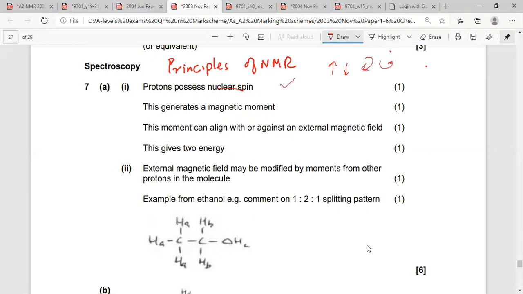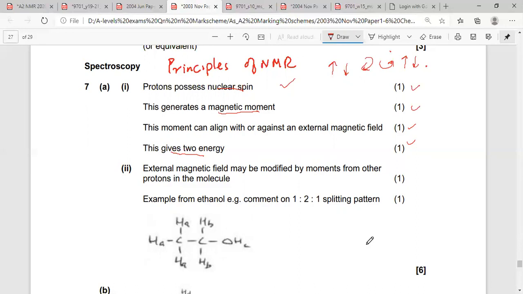And because of spinning here, they will generate a magnetic field, up or against. The second mark: the moment can align with or against the magnetic field. This is the same thing, but give a mark here. If aligned with the field, it is low energy; if aligned against it, high energy. So give it two energies now. 4 marks now, 1, 2, 3, 4. These are the principles of NMR, which I'll talk about later.